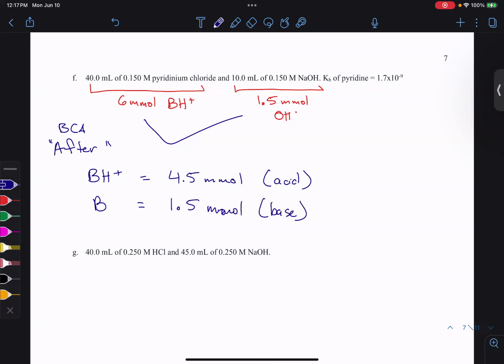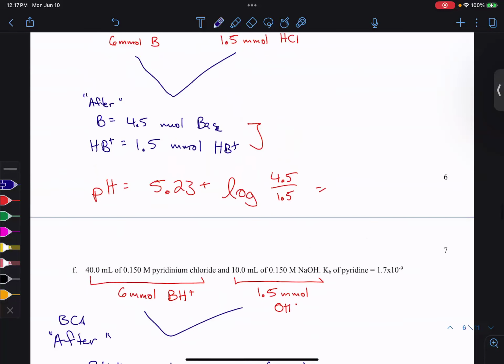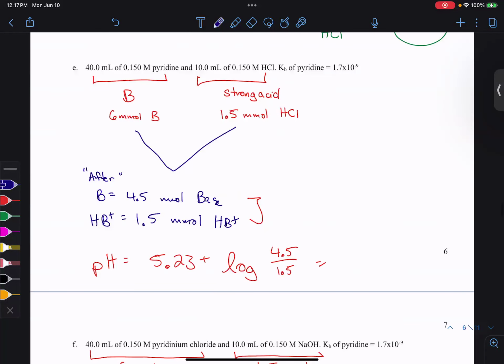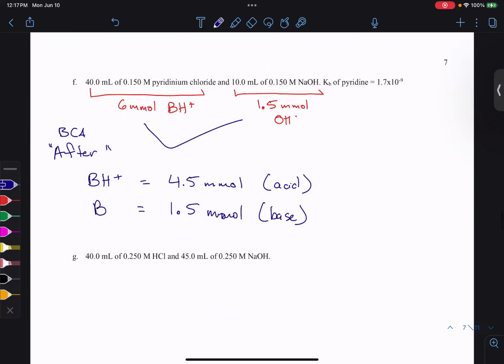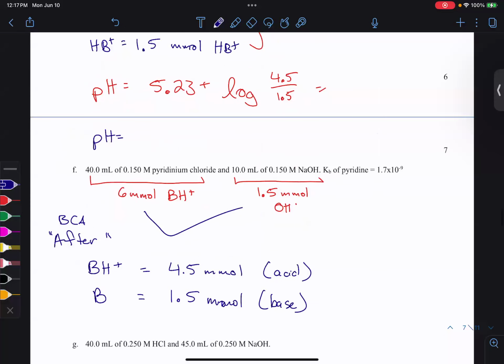All right. So notice that this one's very similar to the previous one. In the previous one, I started with the base and I added strong acid and then shoved it in the Henderson-Hasselbalch. Here, I'm starting with the weak acid. I'm adding strong base to get back a little bit of the weak base. I'm still going to use the same Henderson-Hasselbalch equation. pH is pKa, what is it? 5.23 plus log base over acid. So it's 1.5 over 4.5 equals something. You could look up the key.